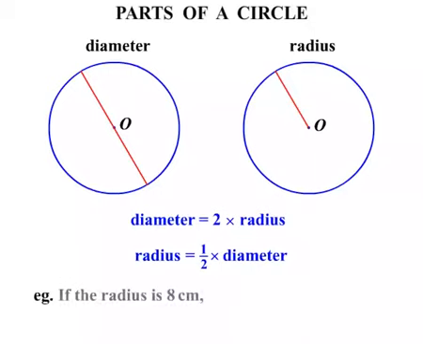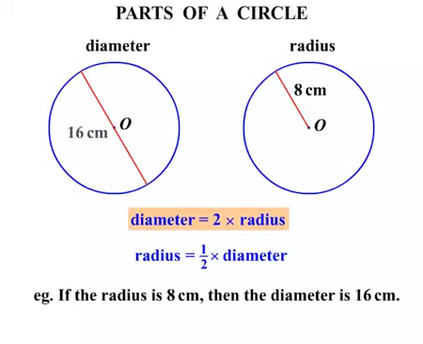Let's look at an example. Let's say the radius is 8 centimetres. So in our diagram there, let's mark in 8 centimetres as the radius. Then the diameter is double that, okay? The diameter will be 16 centimetres. Okay, radius of 8, we double that, the diameter would be 16.